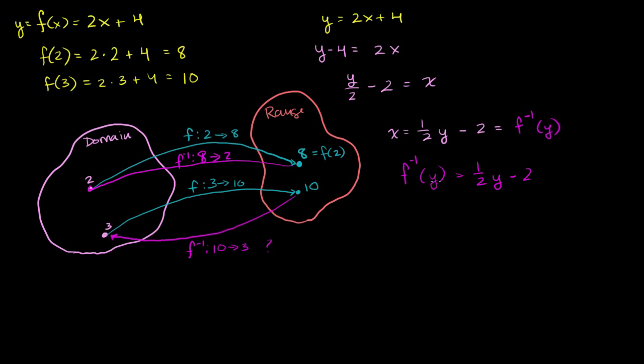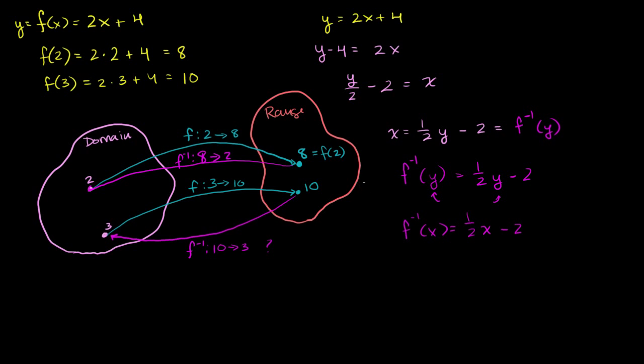And then you could replace the y with an a, a b, an x, whatever you want to do. So we can just rename the y as x. So if you put an x into this function, you would get f inverse of x is equal to 1/2 x minus 2. So all you do, you solve for x, and then you swap the y and the x if you want to view it that way. That's the easiest way to think about it.